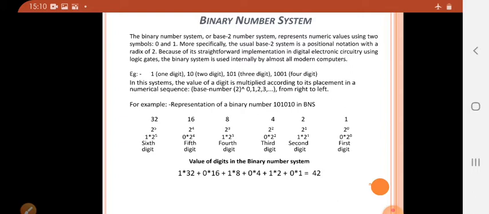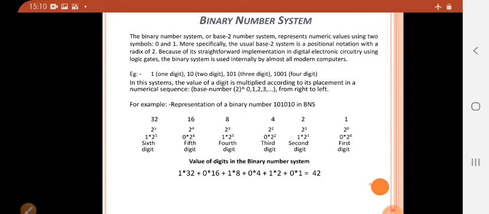So this is the reason: making a 10-digit combination makes a circuit complicated, but a 2-digit combination makes the circuit easy to understand.